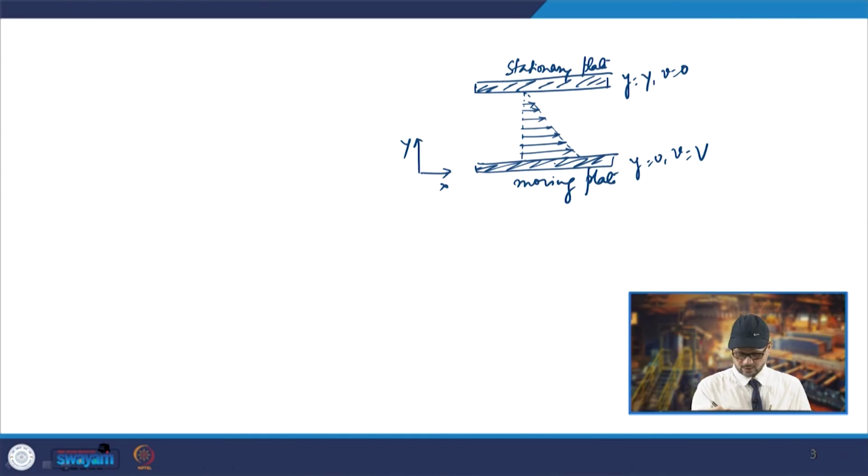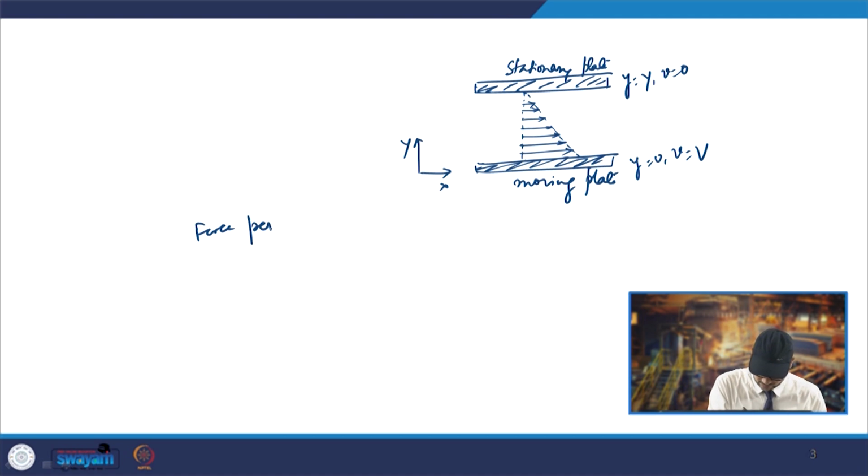Now, in this experiment what is observed is that when you have the attainment of a steady state, a force must be exerted on the lower plate to keep it in motion. Newton found that this force per unit area of the plate is proportional to the velocity and inversely proportional to the spacing y.